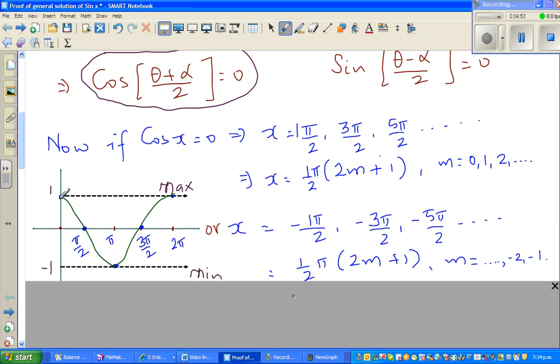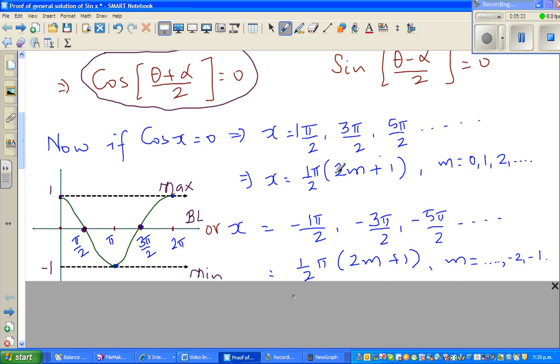The cos graph starts at maximum, then the baseline, then minimum. We are asking the question, when does this cos graph become 0? We can say cos becomes 0 at pi by 2 and 3 pi by 2. This is 90 degrees and this is 270 degrees. So if cos x is 0, we can say x is pi by 2, then 3 pi by 2, then 5 pi by 2, then 7 pi by 2, and so on.